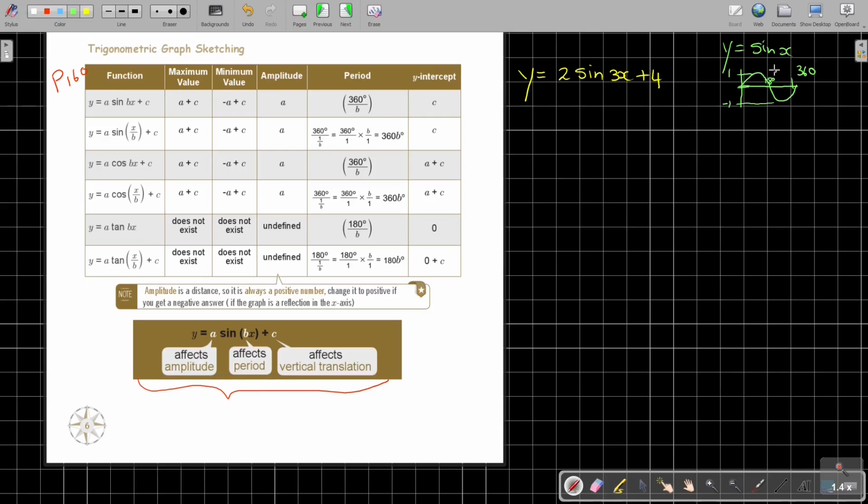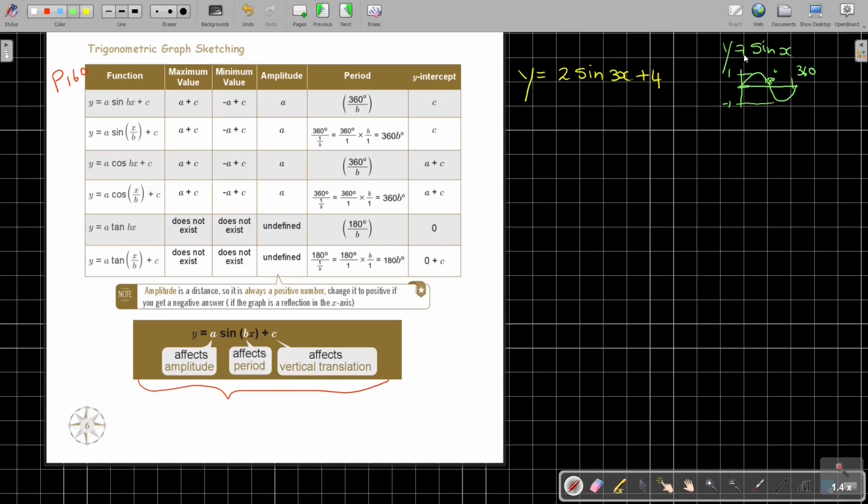Now, if I must draw one like this, I must remember a few things. The amplitude in this case was 1, but now the amplitude becomes 2. Then, if I look at this period, in this case it was also 1, but now it becomes 3. And it shifted up vertically 4 units. If it was negative, it would have shifted down.